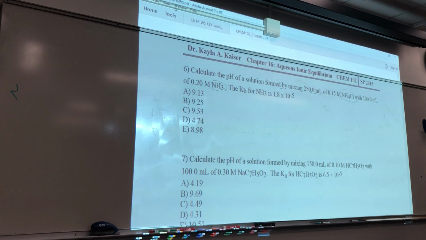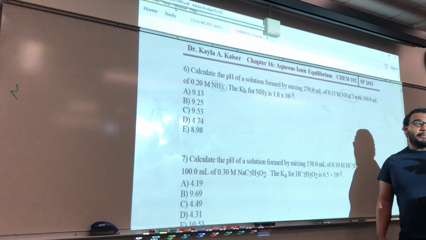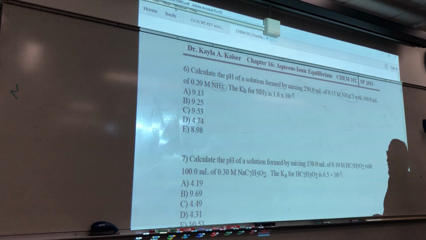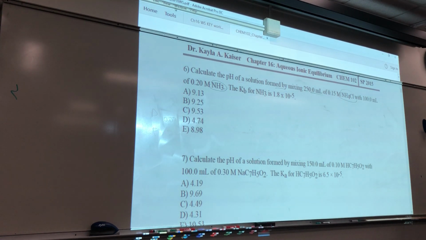We're mixing them together. So we're going to form a buffer, right? Yeah. So then, here's the important part. This is what I was talking about. We need to do M1V1 in this case, because the volume is changing. They both have some volume.